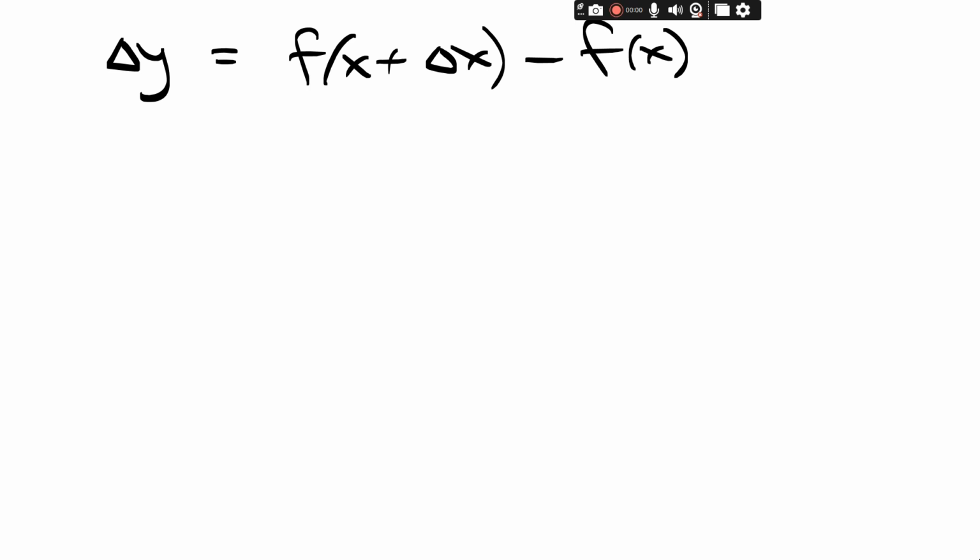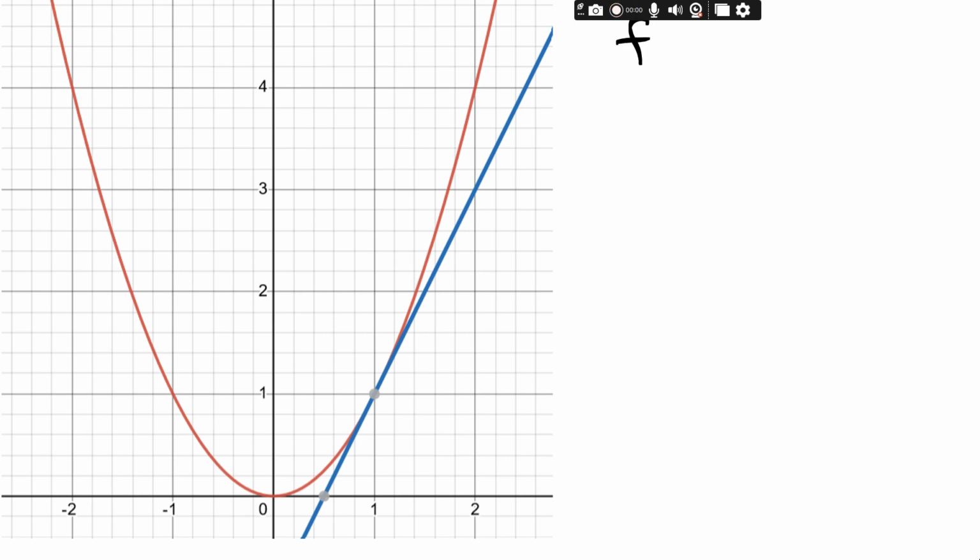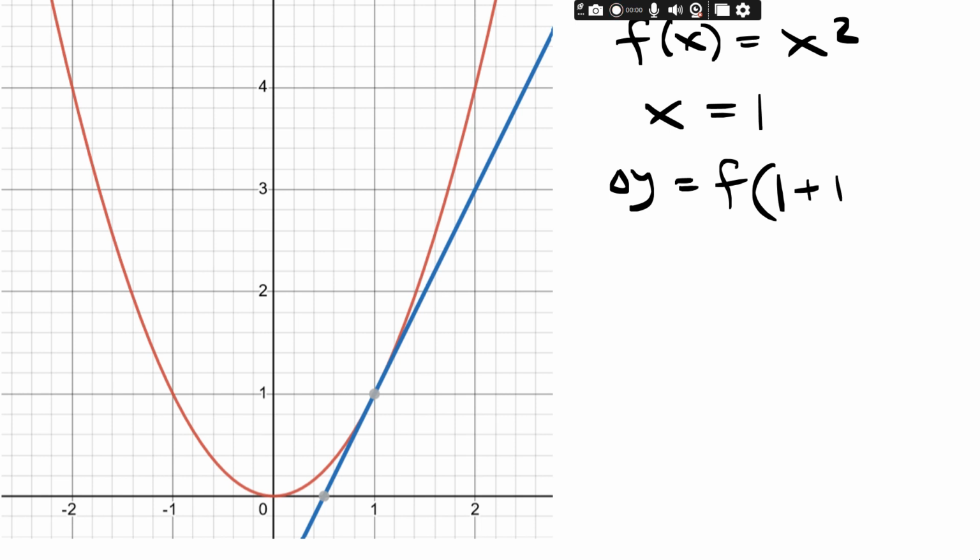Okay, so now the question is this. So dy, remember that from our first graph? dy was the up, it was up to our linearization line, right? What is delta y? So let's take a look at what is delta y. Same exact function, I've got x squared on my hands, and x is 1, is that right? So delta y would be what? It would be f of 1 plus 1, is that right? We start off with 1, and then we're going to head off 1 more.